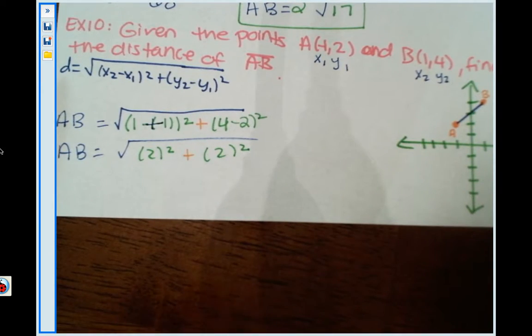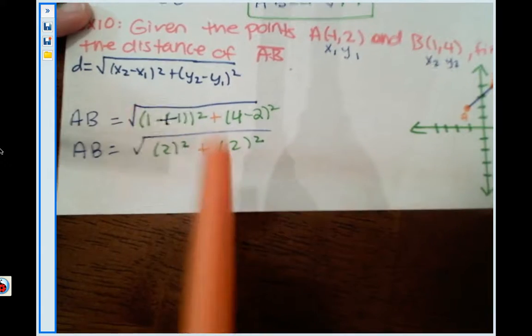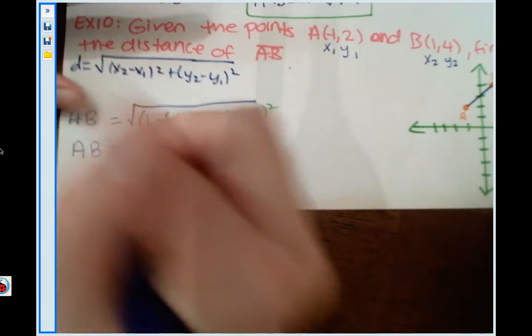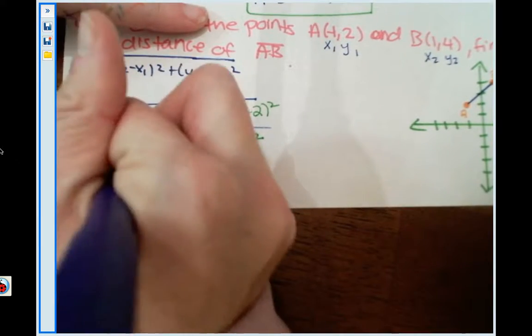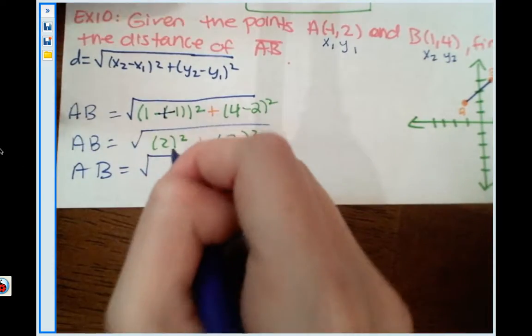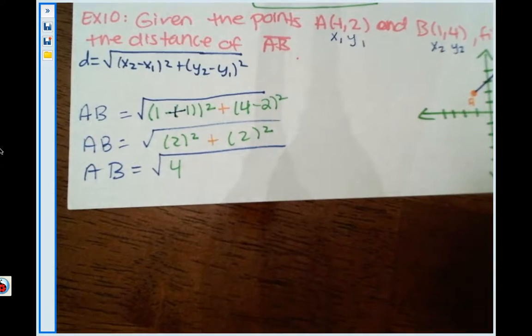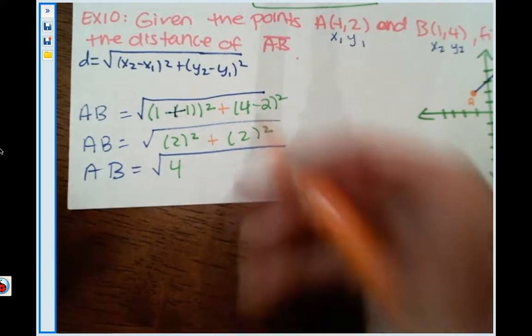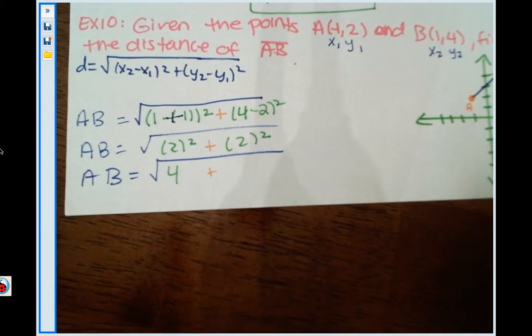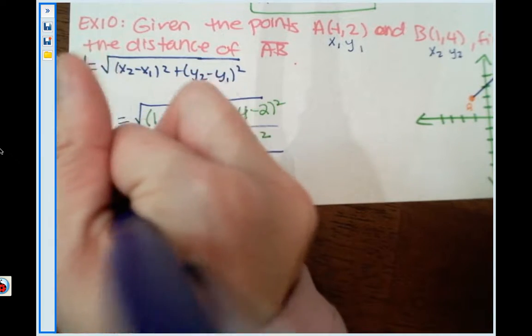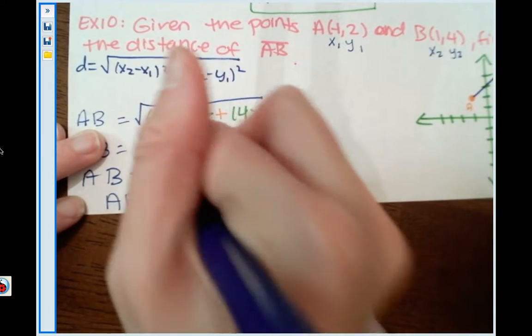Alright, let's square these things, add them together, and then square root that thing. Then we'll be done. So AB equals 2 squared is 4, plus another 2 squared is also 4. Alright, and 4 plus 4 is 8. So AB equals the square root of 8.